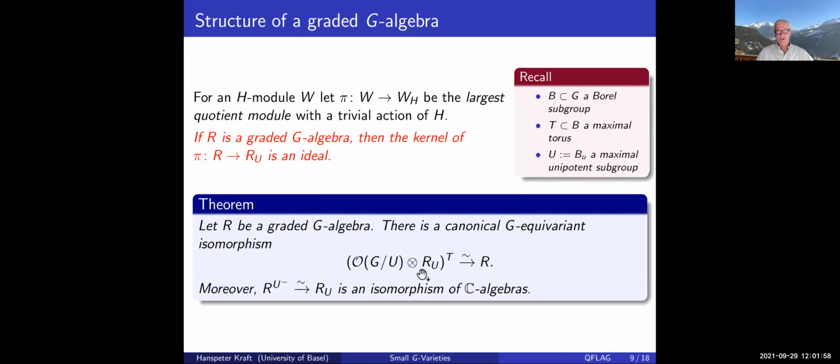So what does this theorem tell you? It tells you that the algebra R is completely determined by the fixed points under U, or by the quotient R mod RU. So you only need to know the U fixed points in order to reconstruct R. This is the content of this theorem. So we can reconstruct R from its U invariants, because the U invariants and the U minus invariants are essentially the same. They determine the quotient RU, and you get this isomorphism here.